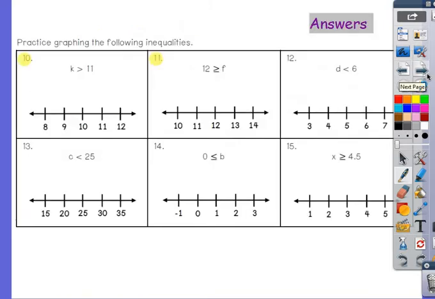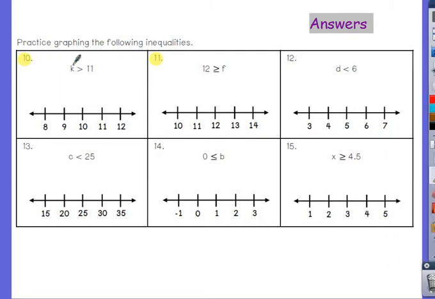Okay, let's look at number 10. It's going to have answers k greater than 11. So on 11, is that going to be an open or closed circle? Open. Open on 11. So 11 cannot be included. All right. Then you can ask yourself, true or false, is 12 greater than 11? True. Is 9 greater than 11? False. And my arrow trick shows that it's pointing in this direction, so it's shaded to the right.